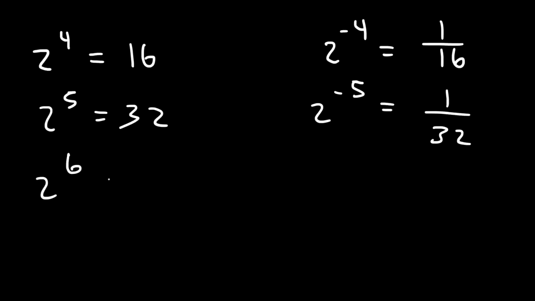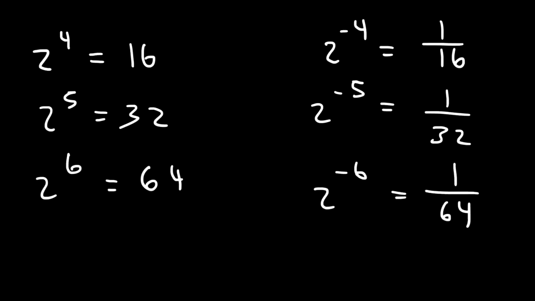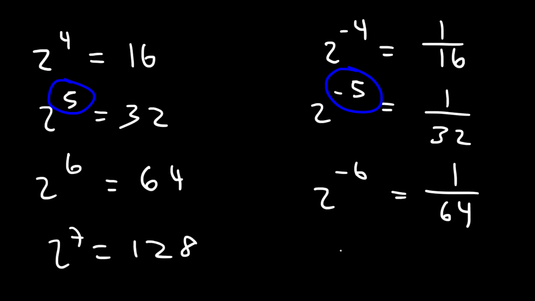So notice the pattern that you see here. 2 to the 6 is 64. 2 to the negative 6 is 1 over 64, and so forth. So when dealing with fractional binary numbers, whenever you have negative exponents, just consider the ones with a positive exponent. So if 2 to the 7 is 128, then you know 2 to the negative 7 is just 1 over 128. So here's another example that you could try.